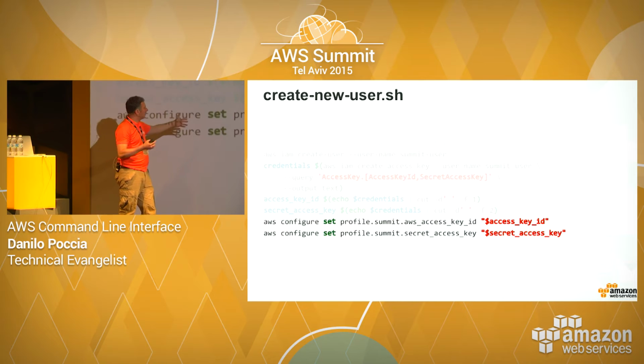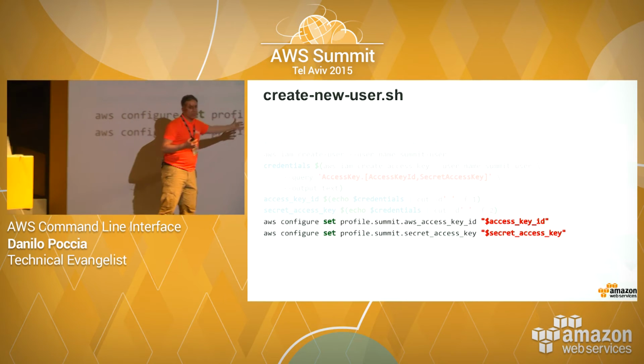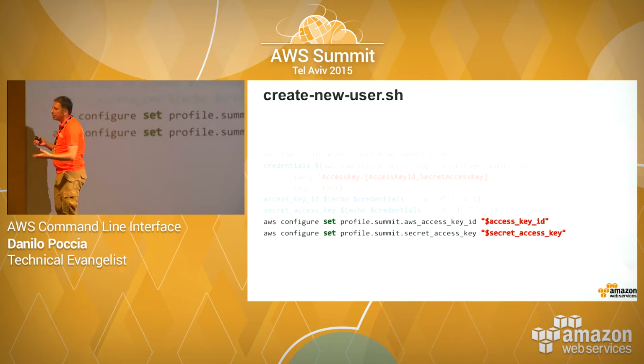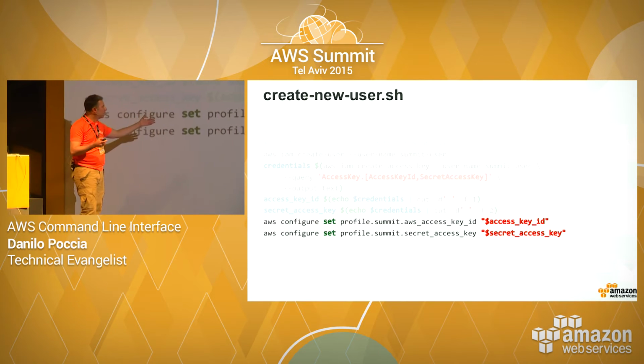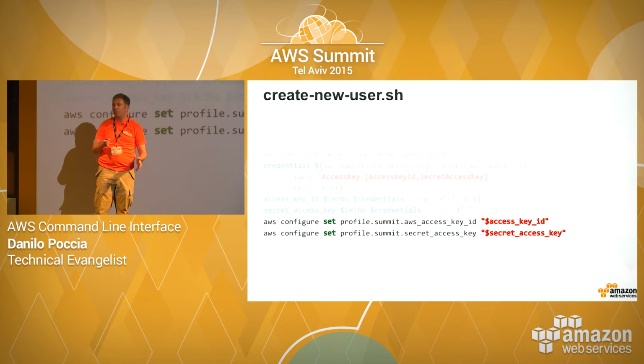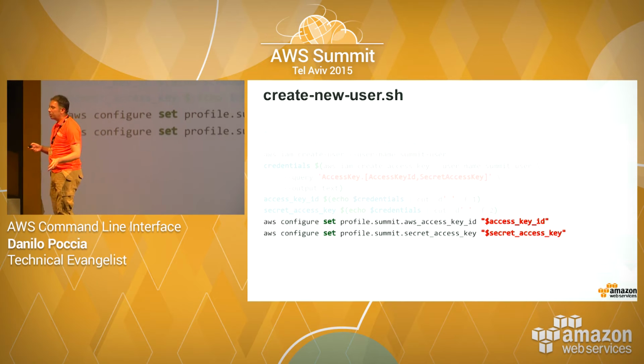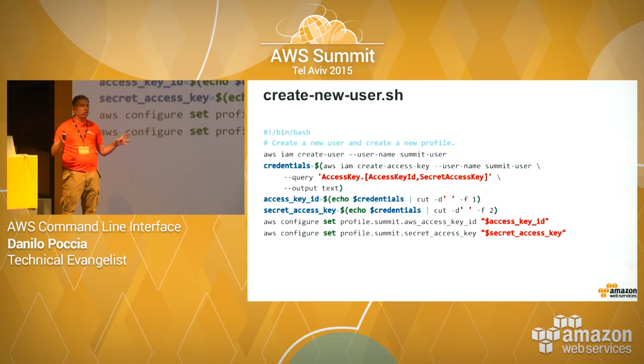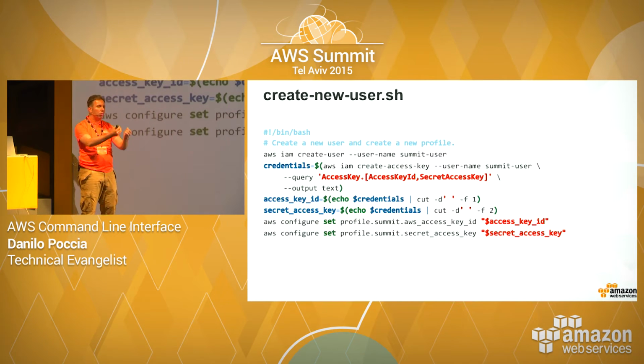Now we can use these two environment variables to configure the command line interface, saying, okay, now I created a new profile that is the submit profile with this set of credentials, the secret key and the access key as they are in the environment variables. So this script really automates the creation of a new user and of these credentials; you extract them, and then you automatically configure locally into your AWS command line interface the credentials that you want to use.